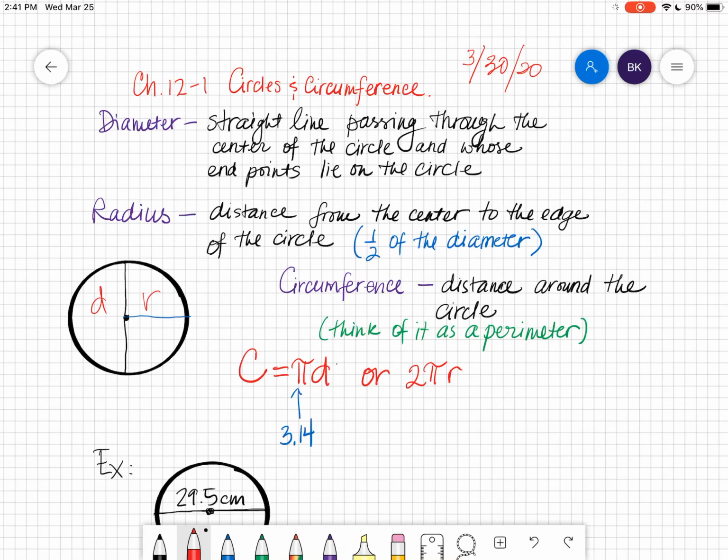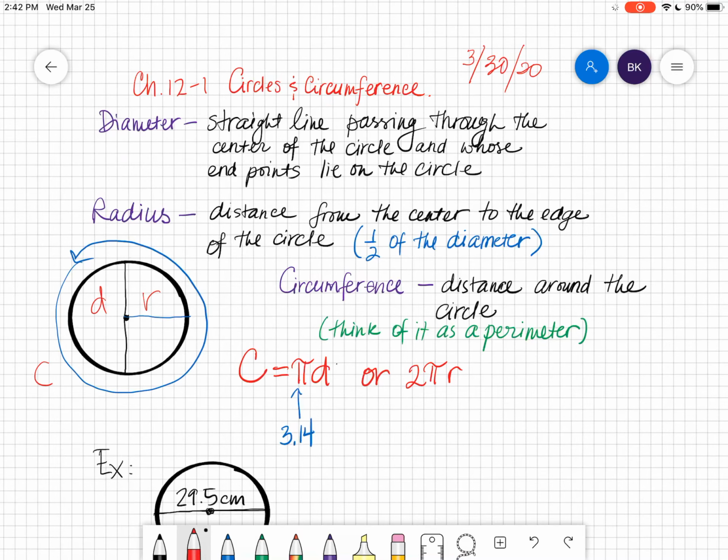And circles have circumference, or the distance around the circle. If you go all the way around, you will get the circumference. So far so good, right? Think of the circumference as a perimeter. Like when we talk about rectangles, we say perimeter is the distance right around the shape. So circumference is sort of like the perimeter of the circle.